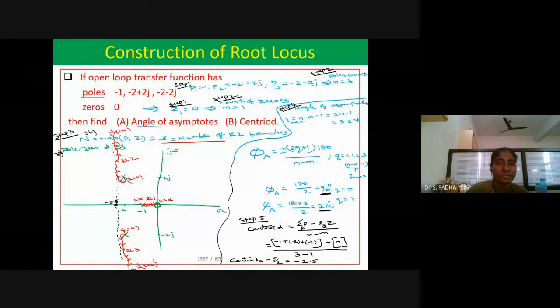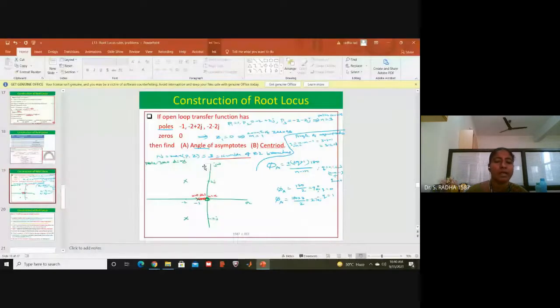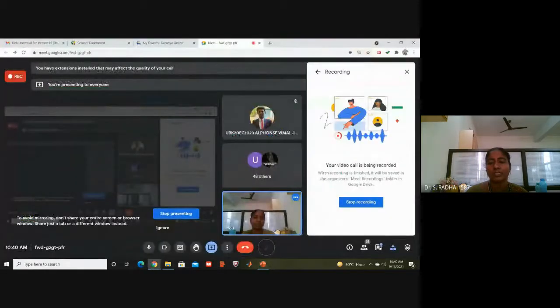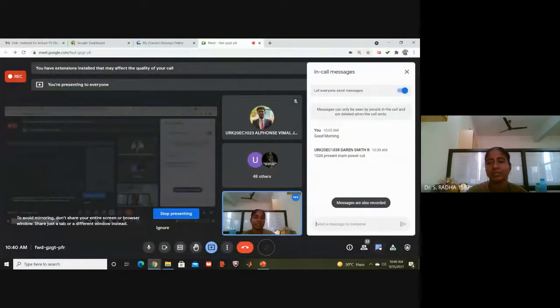Here some background calculations are there. Just to close the entire concept, I have drawn it. I have drawn root locus branches 2 and 3 just to explain.